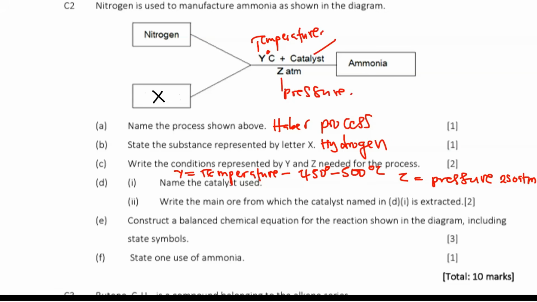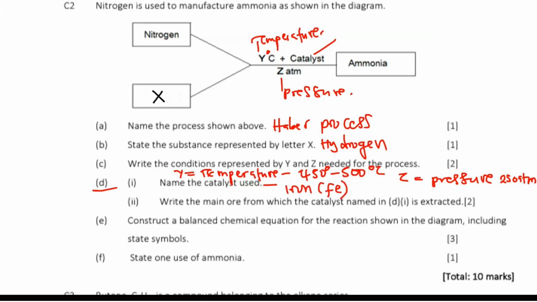But of course there's also a catalyst. Catalyst that is used here. I'm sure we're going to find the question as we go on. Then of course D, name the catalyst used. So the catalyst used in this case is what? Iron. Remember where we're coming from. We had looked at that already. So iron.